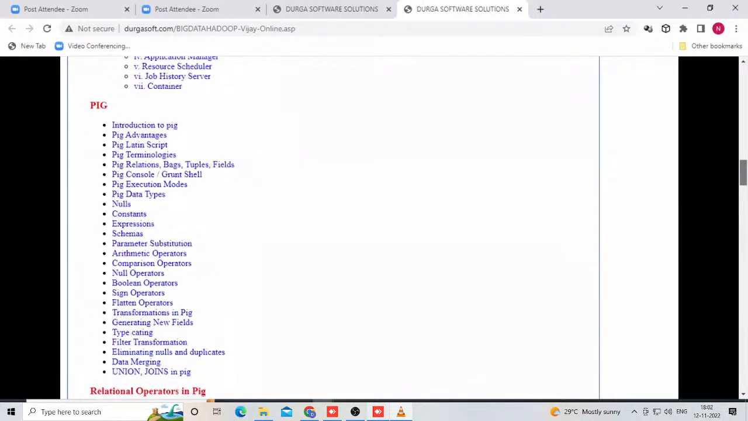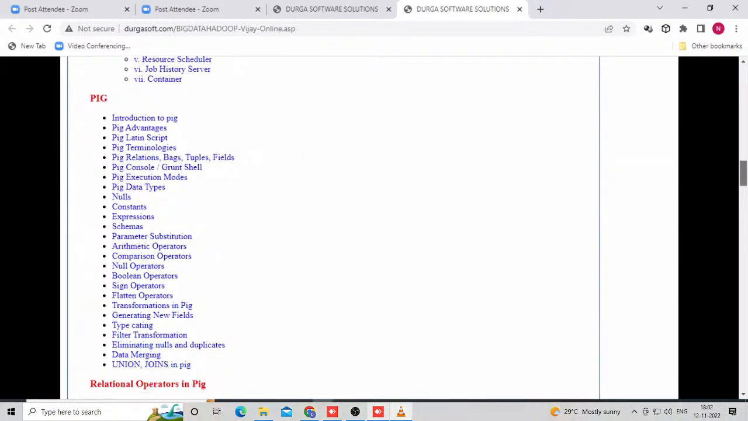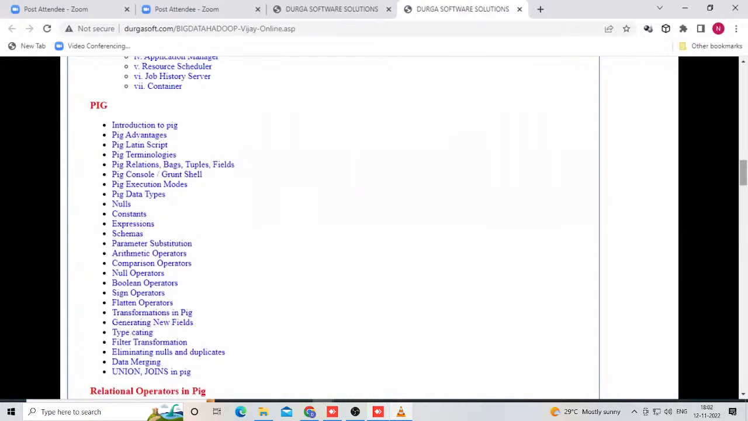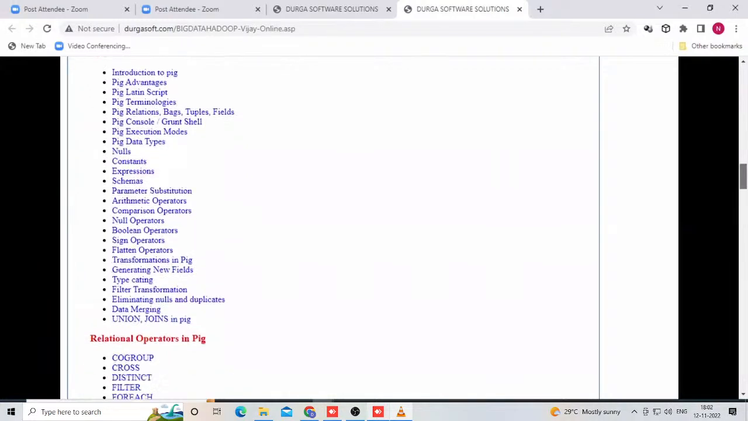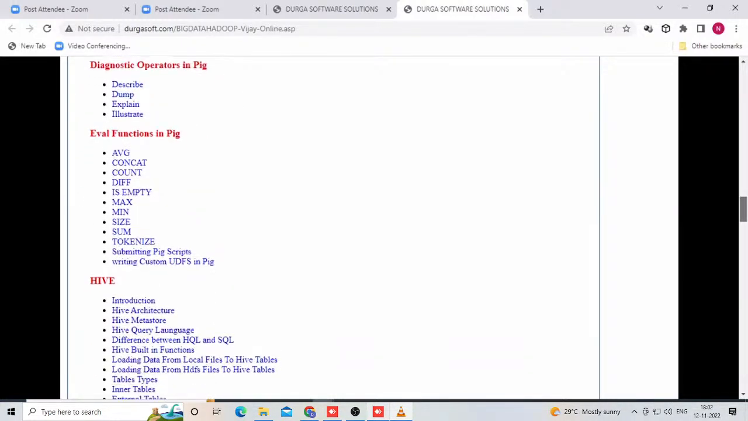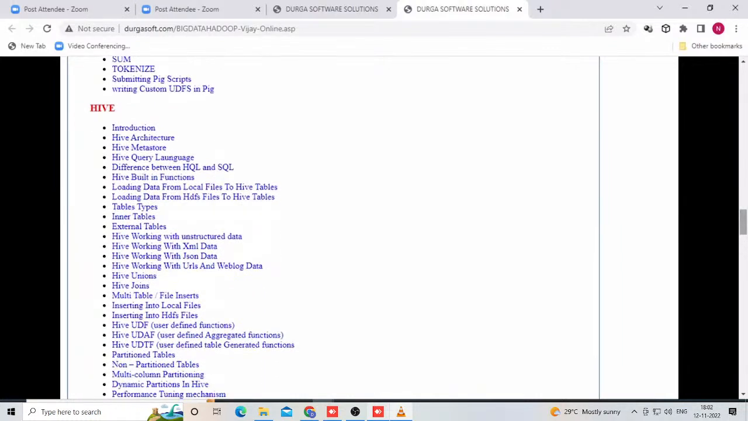Pig is one more processing component. It's a data flow language. We use Pig scripting. Next, I'll be discussing the Hive component. Hive is an important component of Hadoop, which is used in every project. It's a kind of data warehouse environment in the Hadoop framework, where we'll be creating tables and performing querying. We'll create different types of tables: internal, external, partition, non-partition tables.